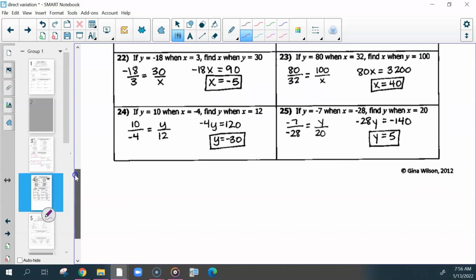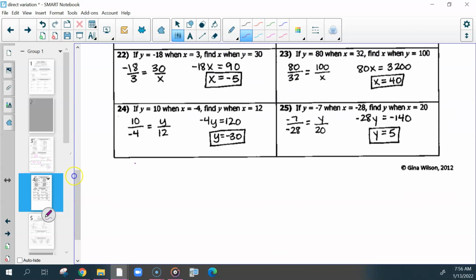Okay, so for 23, we would do 80 over 32 to find k. That would be your value of k. Your equation would then be y equals 5/2 x. And then you're given y equals 100, and you need to find x.